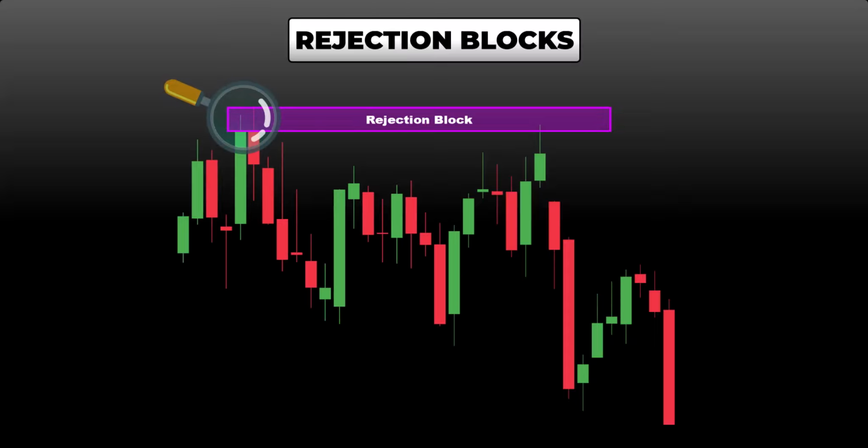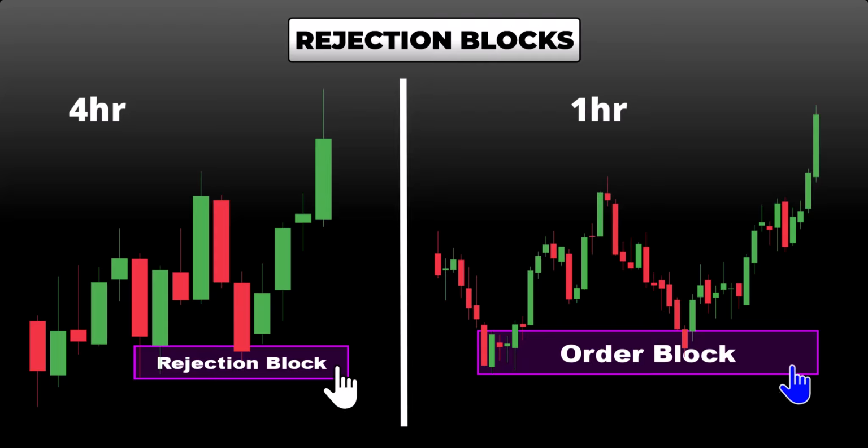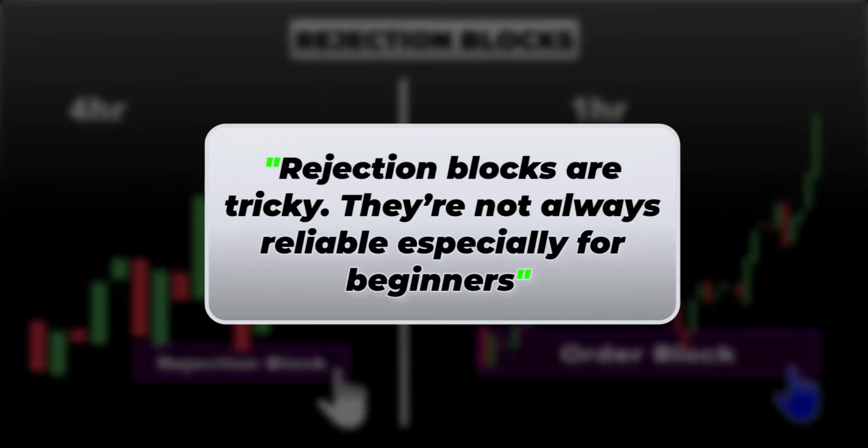Why? Because inside the wick and even at the candle body, liquidity still sits. Some traders place stops above the body instead of the wick, and spreads can trigger stops too. The 50% level of a rejection block is often the most important point where price reacts sharply. On higher time frames, a rejection block can even align with a lower time frame order block, which explains why sometimes they act perfectly. But a warning, rejection blocks are tricky.